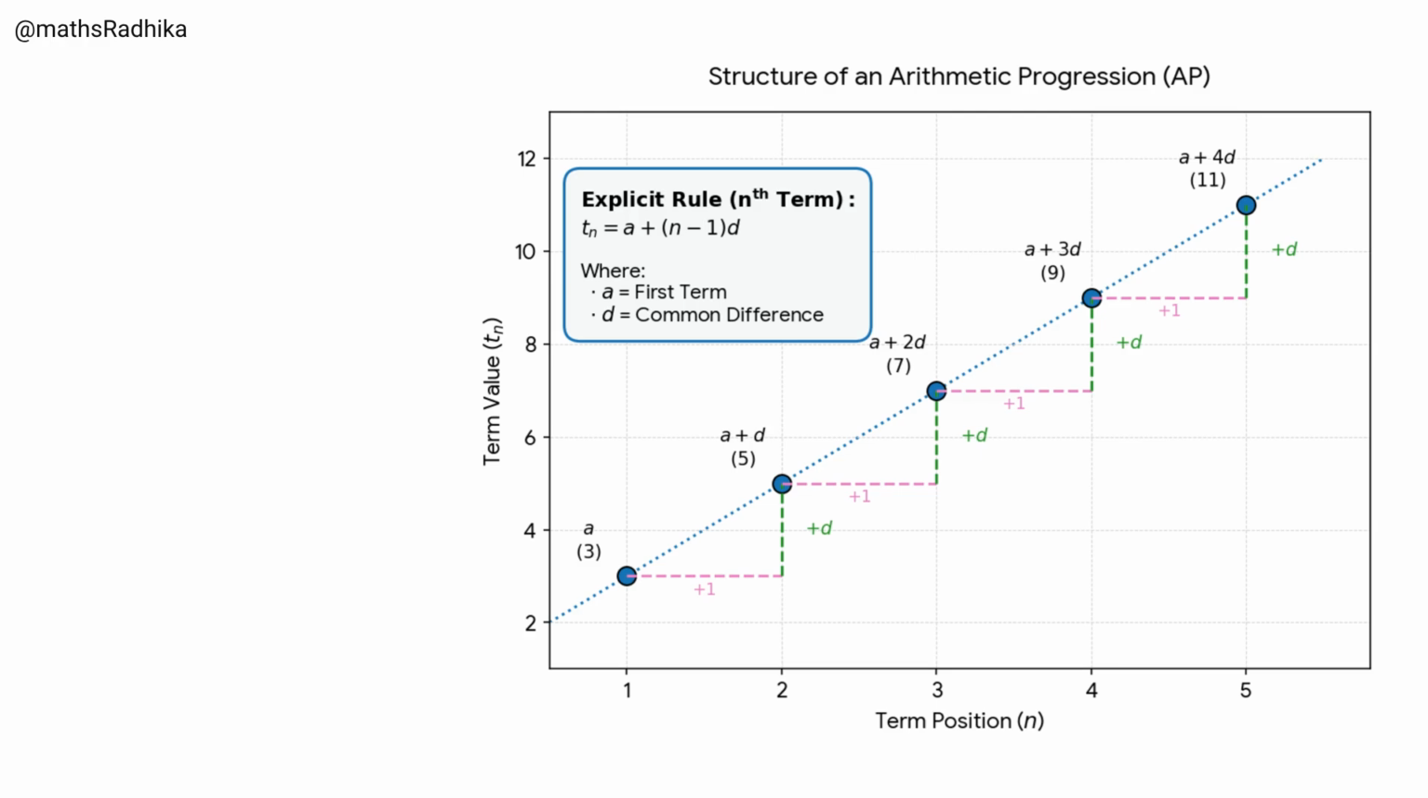Thus, Tn equals A plus n minus 1 times D is an expression for the nth term of any arithmetic progression, for some fixed values of A and D. Note, Tn equals A plus n minus 1 times D is the explicit rule for finding the nth term of an AP.